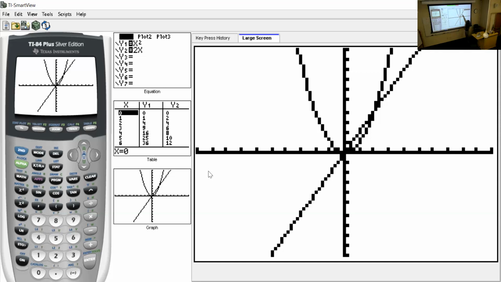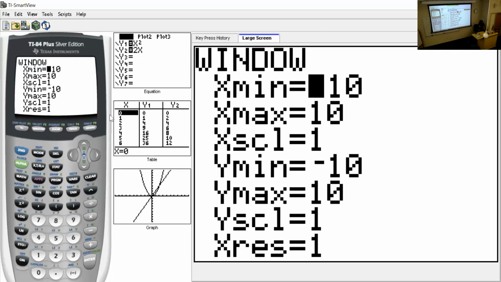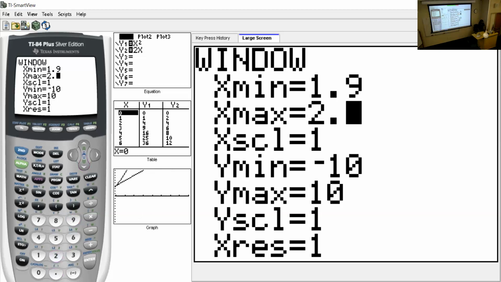Yes? All of the other bits over here, that part doesn't matter to me at all. All that matters is that tiny little interval right there. So I'm going to ignore everything else. So back to window. Instead of going from negative 10 to 10, I want to see what happens exactly at 2. So 1.9 to 2.01. Let's do 2.1.